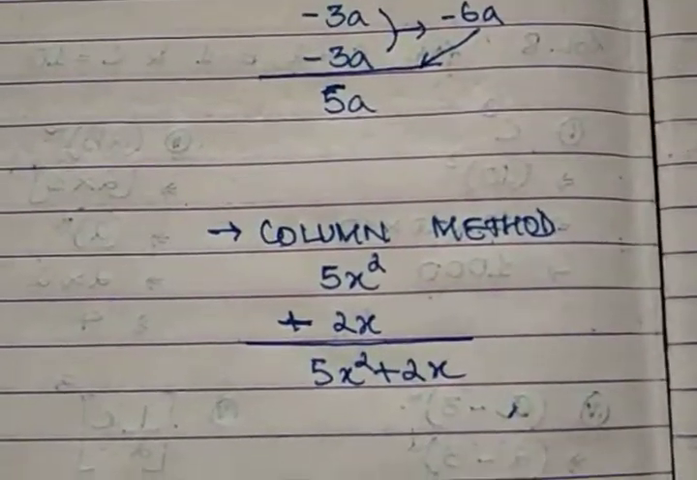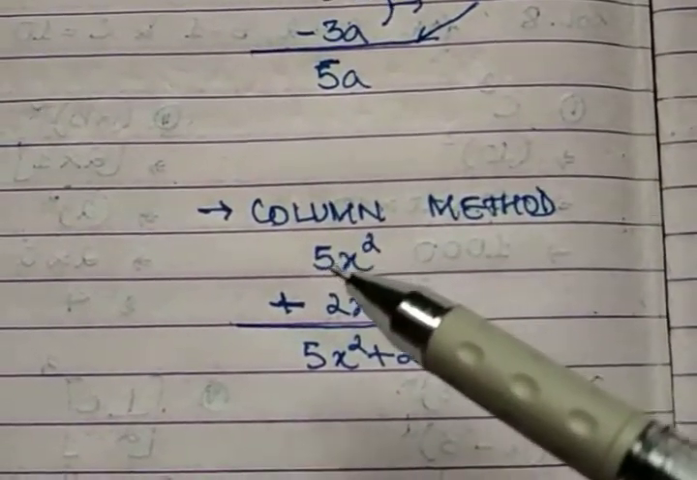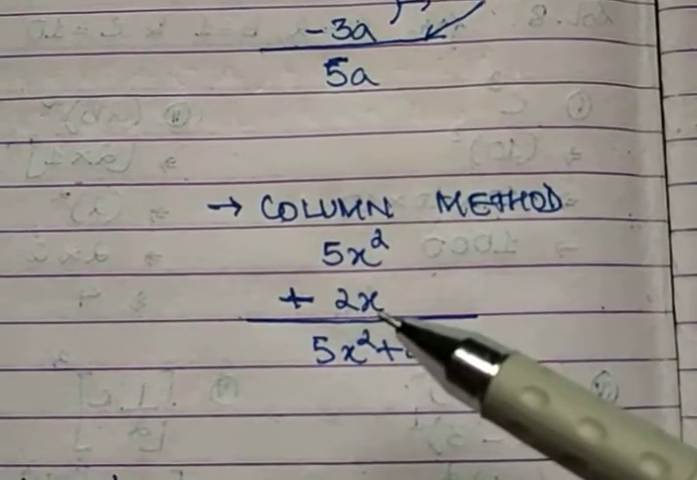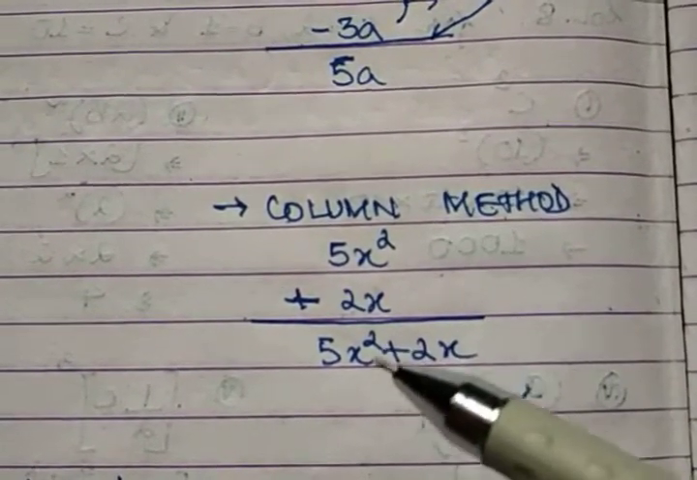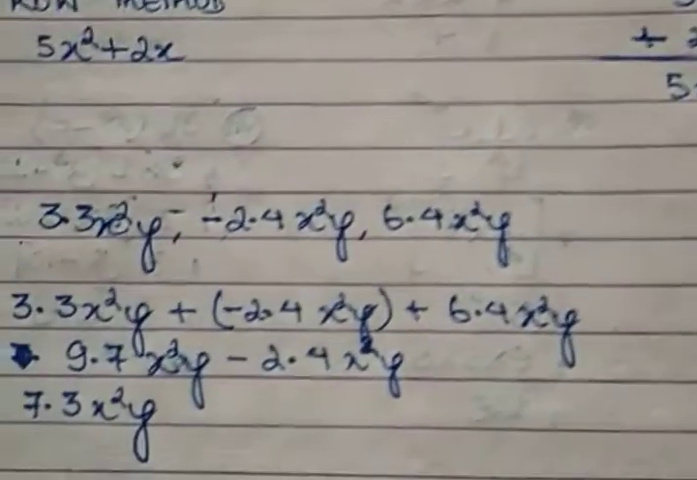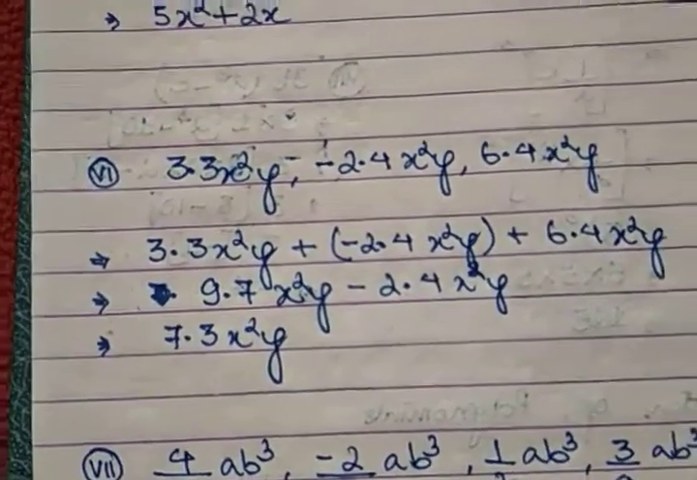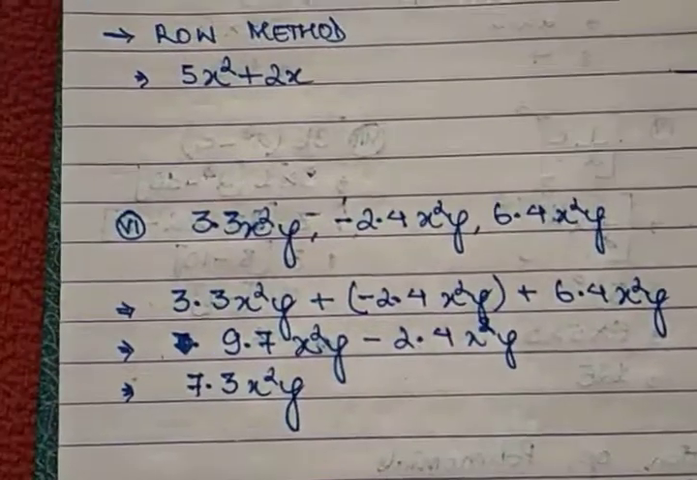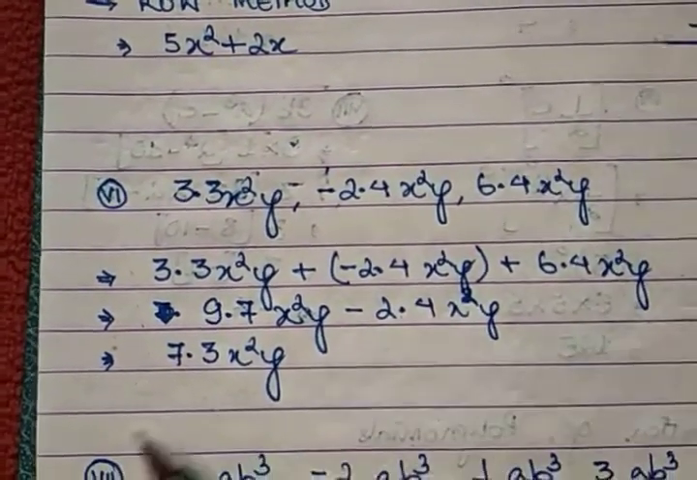Okay, now similarly the column method as well. So 5x squared plus 2x, unlike terms, 5x squared plus 2x, so done. Okay. Now the next one we have here is in terms of decimals.